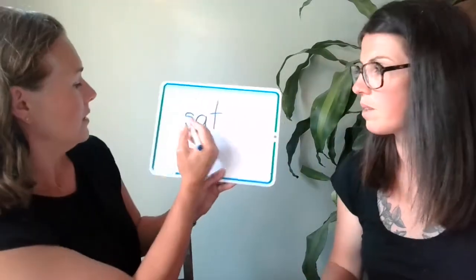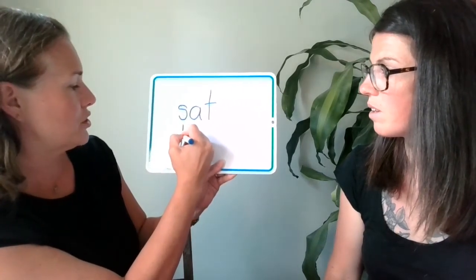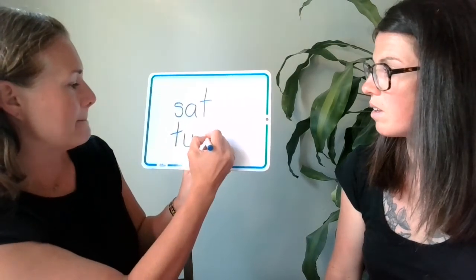T, U, B. How many sounds? 3. Great. What letters? T, U, B. How many letters? 3. Write it down. T, U, B.